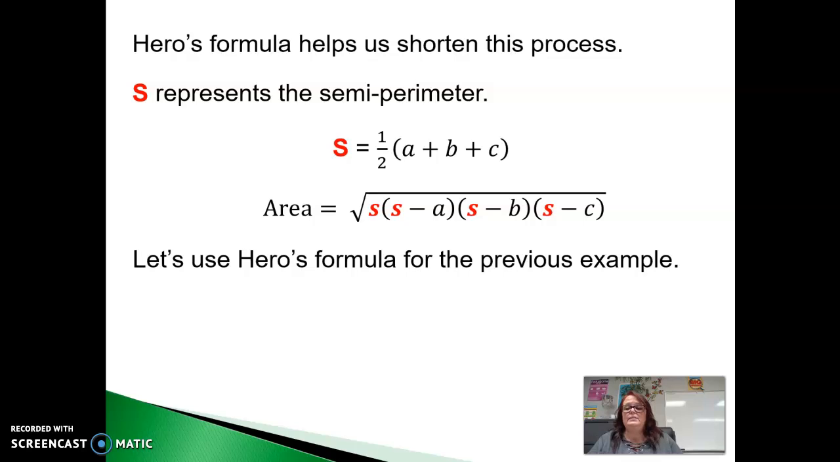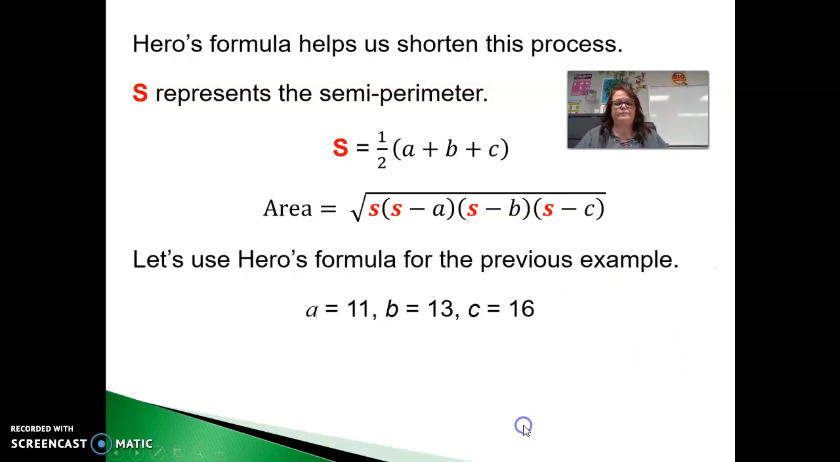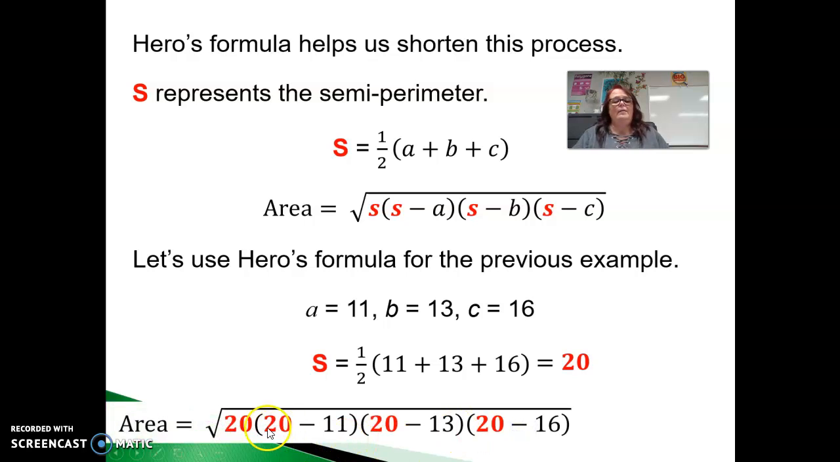If we go back to that previous example, remember we said the area was 71.0. Let's see if we get the same thing. They told us that A, B, and C had those measures, and so my semi-perimeter is going to be half of their sum. That means my semi-perimeter is 20. If you don't believe me, you can add it up in your calculator and check it. So if I plug that in, I've got my semi-perimeter of 20 times 20 minus A times 20 minus B times 20 minus C. We plug all that into our calculator and voila, we get 71.0 units, just like we did on the previous slide.